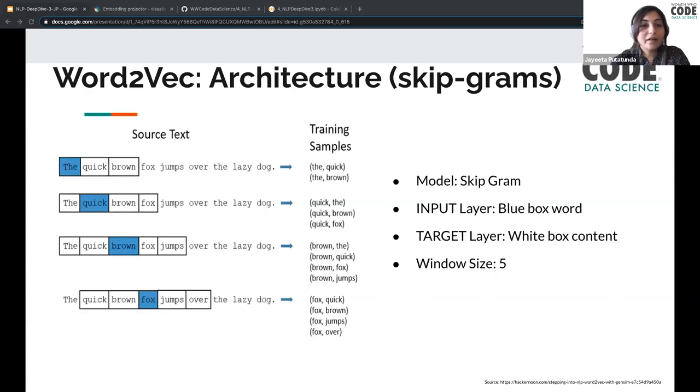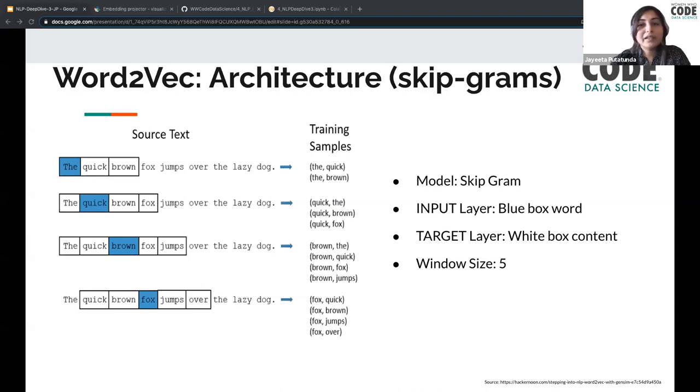So here in this example, if this is the whole sentence, then your input layer will only be the blue boxes, like the and quick and brown respectively, and your target layer that you want to predict is the white box content. It's like, given the word the, what's the probability that quick, or what's the probability that brown, will follow the word the.